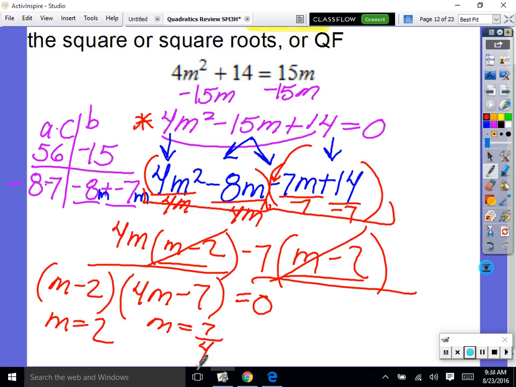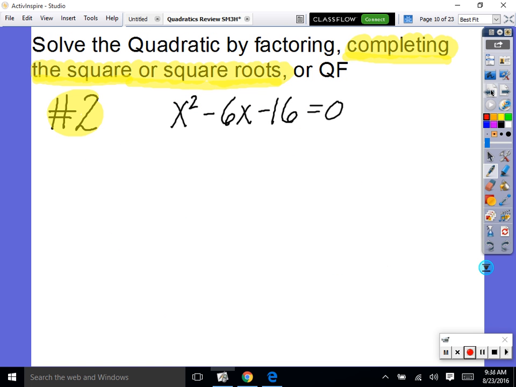Is everybody comfortable with factoring? I had to go through that a little bit slower than I did yesterday because people did not know how fast. Are we more comfortable with factoring? Okay, so that's solving by factoring. If I can solve by factoring, I always choose that method. Okay, all right, let's do this one.